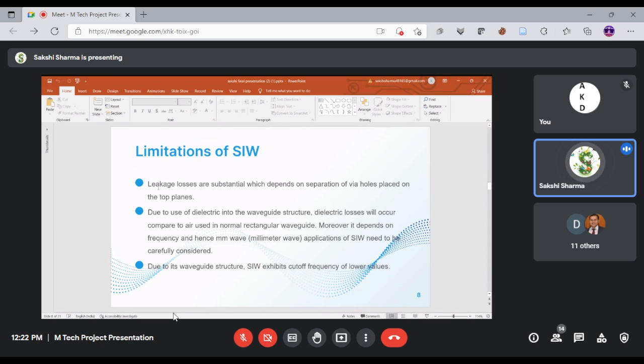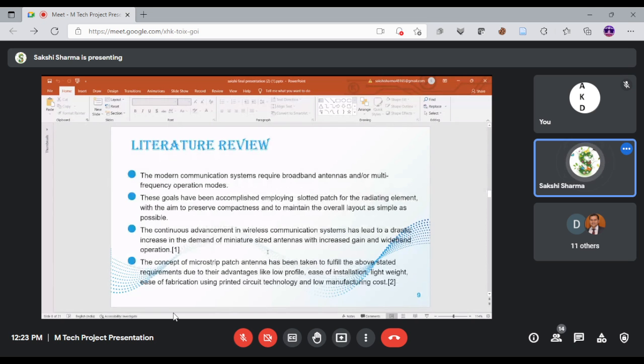Limitations of SIW. Leakage losses are substantial, which depends on the separation of wire holes placed on the top plane. Due to use of dielectric in the waveguide structure, dielectric losses will occur compared to air used in a normal rectangular waveguide. Moreover, it depends on frequency, and hence millimeter wave applications of SIW need to be carefully considered. Due to its waveguide structure, SIW exhibits cutoff frequency of lower values.